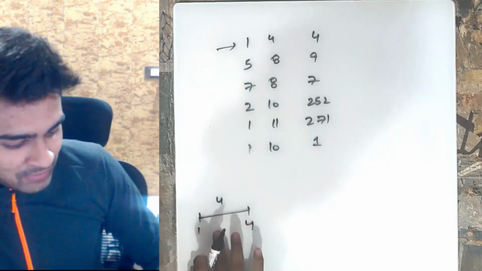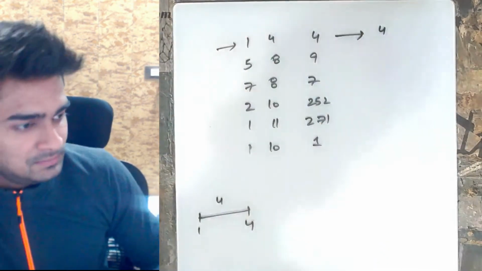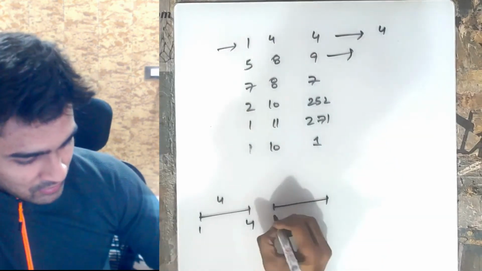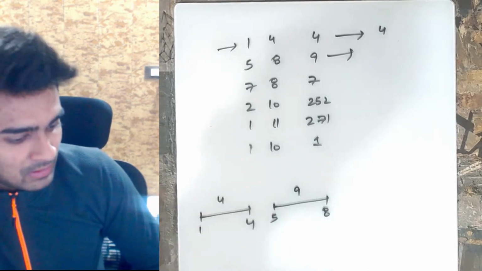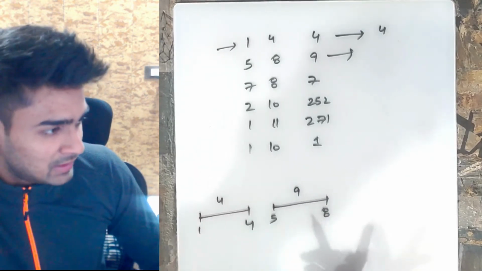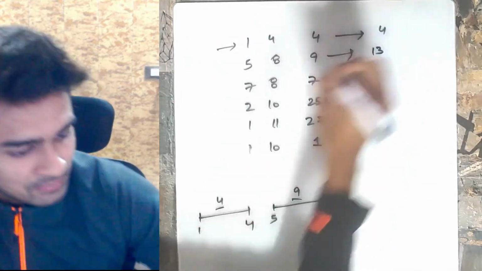So the only option we have is to take this interval only, and the answer for this one is 4. Let's take the second interval also now, 5, 8. So we have 5 to 8, and it has a cost of 9. Now we can take both these intervals, as these will increase the number of integers that Vasya has, and the sum of these will be 4 plus 9, which is 13.